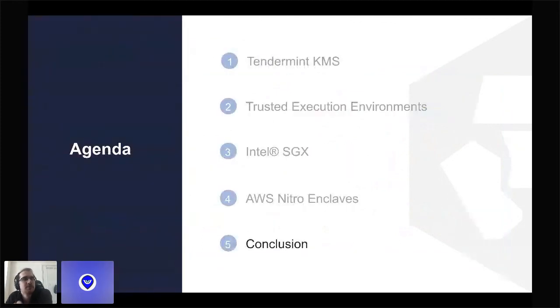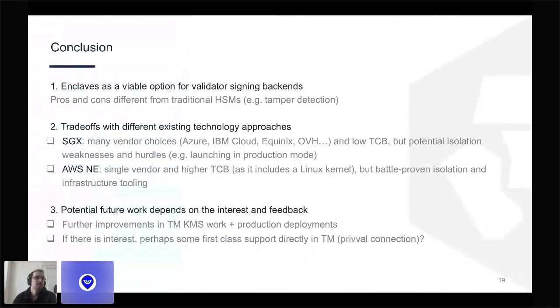Okay, so these were the two technologies I wanted to cover with the Tendermint KMS. So let's conclude this talk. From these experiments, the enclave seems to be a viable option for validator signing backends. They have different trade-offs than what you have with traditional hardware security modules.